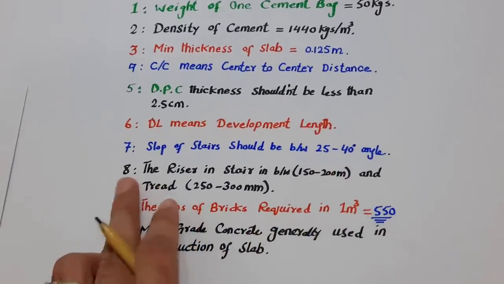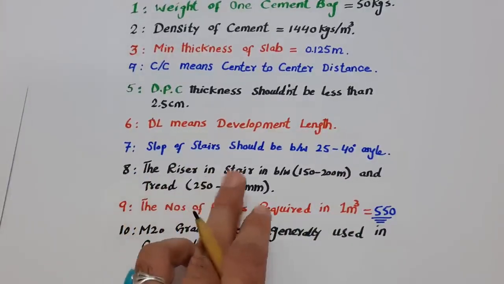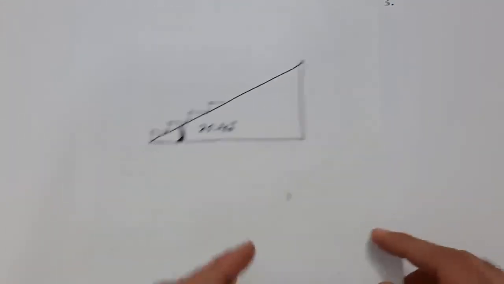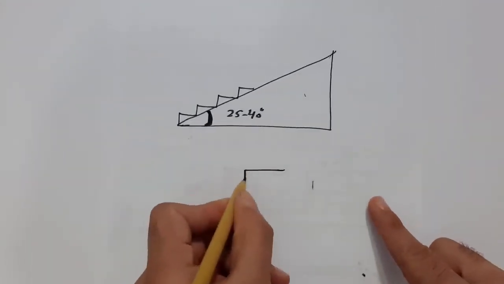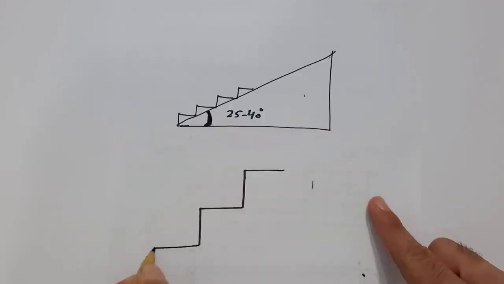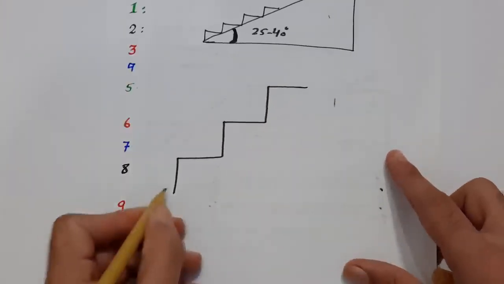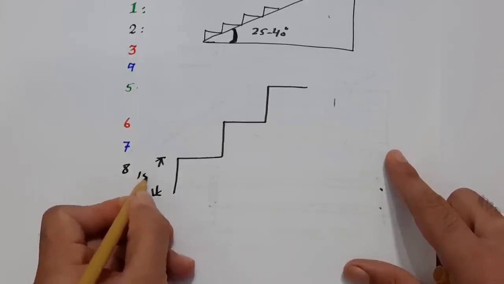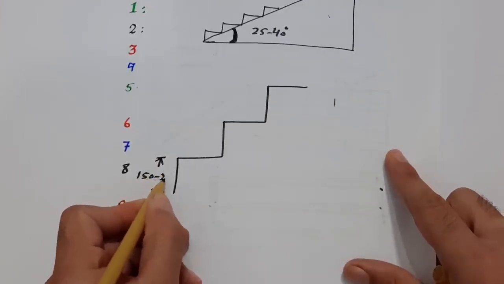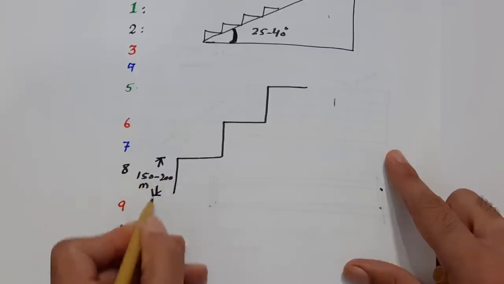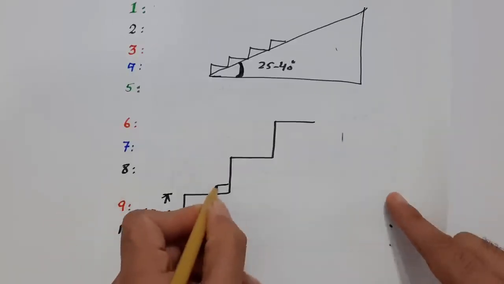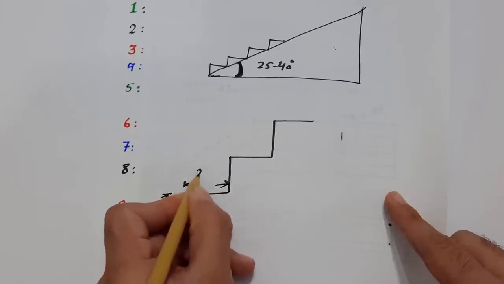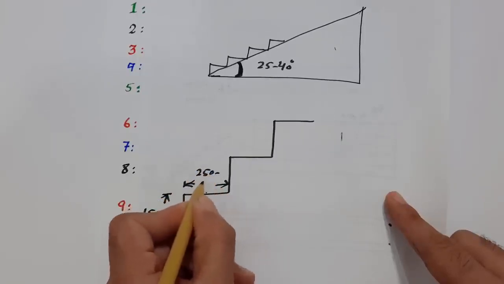Next one, guys, eight, the riser and tread of stairs. Riser means, as you can see, in the steps, this is called riser, so it should be between 150 to 200 millimeters, this height. And the next one, this is called tread. The tread should be 250 to 300 mm.